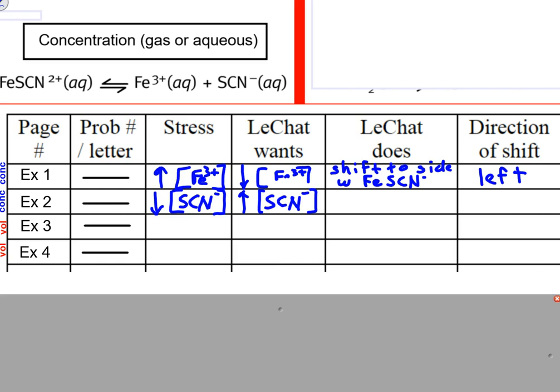LeChat wants to add the SCN. So, how is he going to add it? What do you think, Ricardo? Is he going to take this guy apart and make these two? Or is he going to put these two together and make this guy? Shift to the left, okay? If you shift to the left, you're going to take iron and SCN, and you're going to make this guy. You're removing iron from the solution.